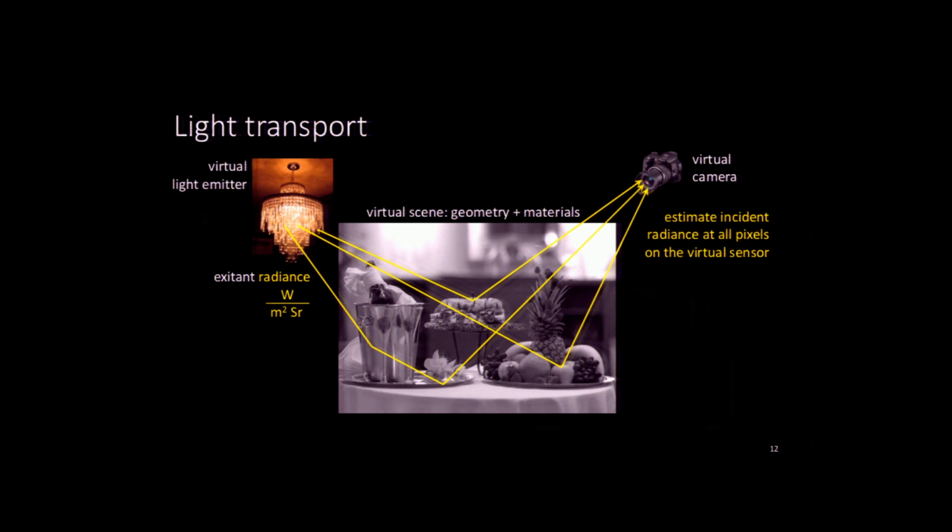But the idea is we want to know these photons that are emitted from here. We would like to know how many of them survive after all these bounces and how many of them make it to these pixels on the screen. Now, if you think about it from a Monte Carlo perspective, what are you doing?